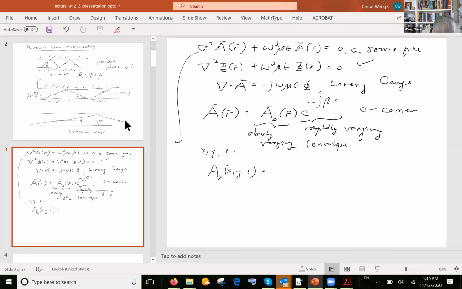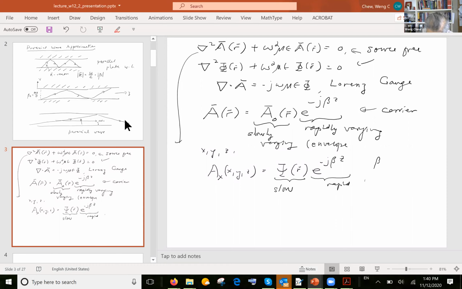Let's assume that the x component is described by a slowly varying function psi, multiplying this rapidly varying function e to the minus j beta z. This is rapid, this is slow. And I'm interested in the high frequency solution, as this section of the lecture is.